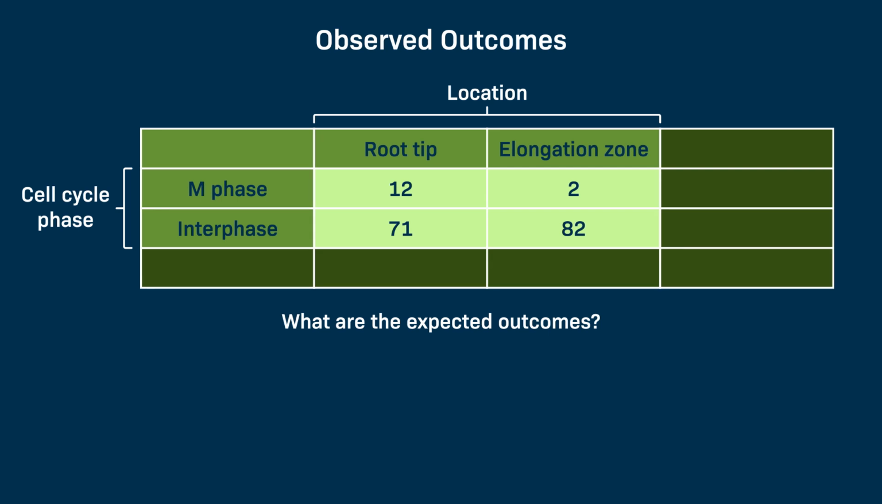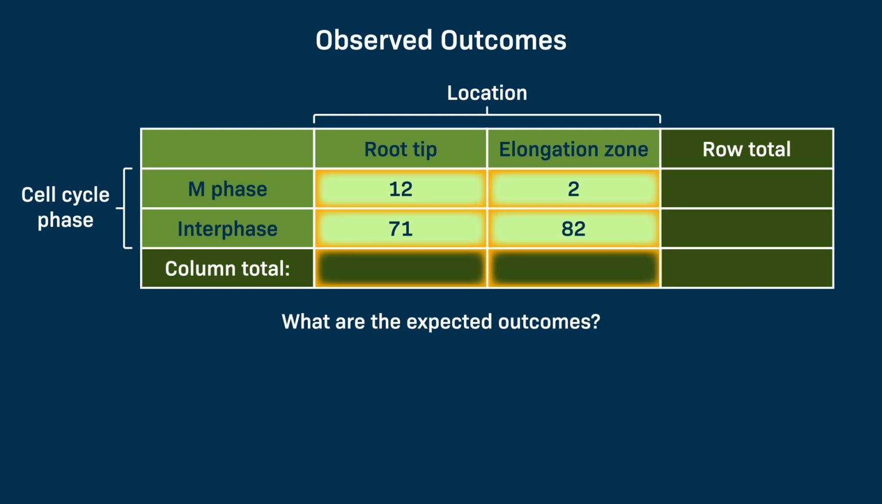To do this, first I'm going to calculate the column and row totals for my data table by adding up the data values in a given column or row. The total of my M phase row is 14, and the total of my interphase row is 153. The total of my root tip column is 83, and the total of my elongation zone column is 84.